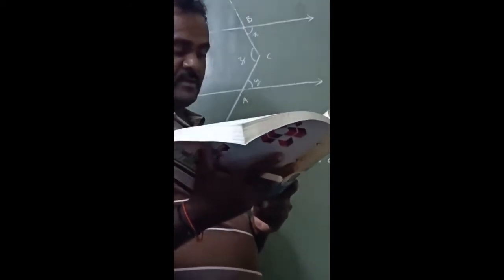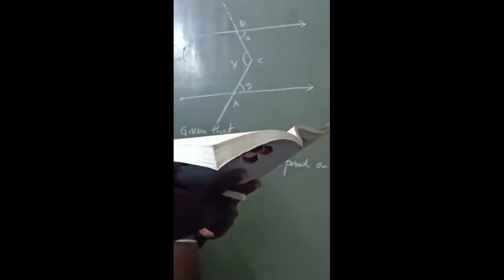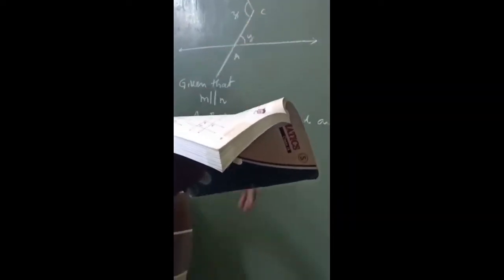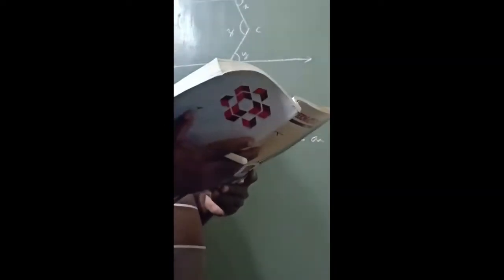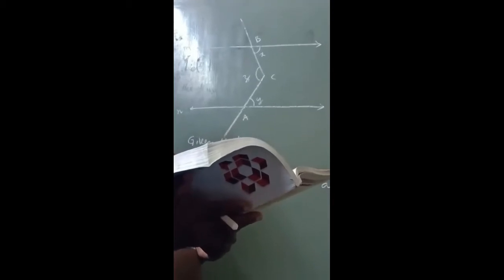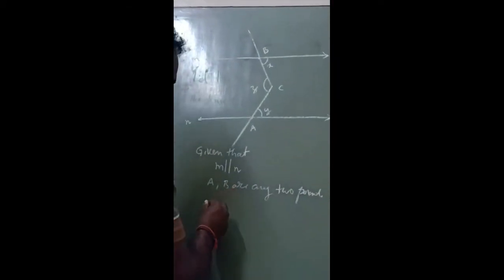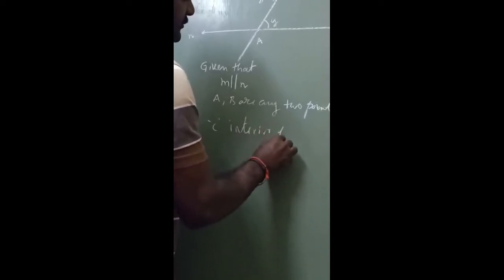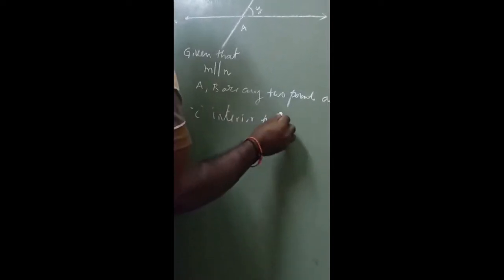Next, let C be an interior point. C is a point inside these two lines. Interior point between the lines M and N.